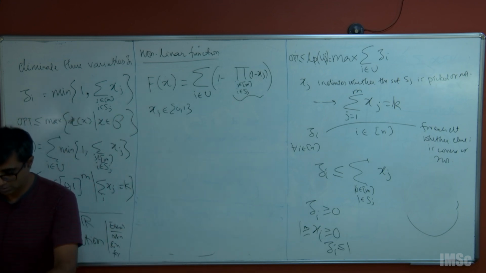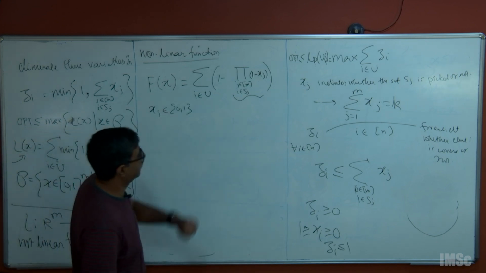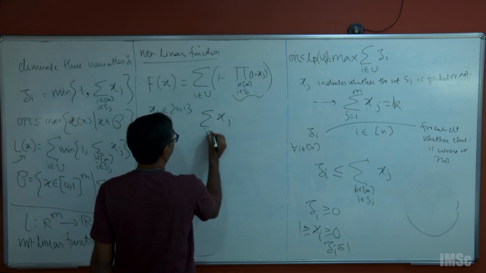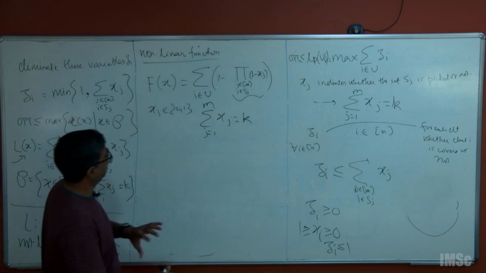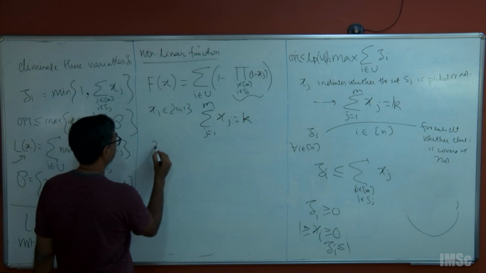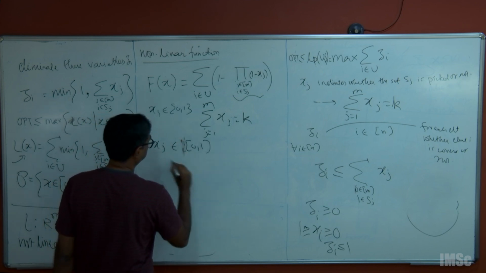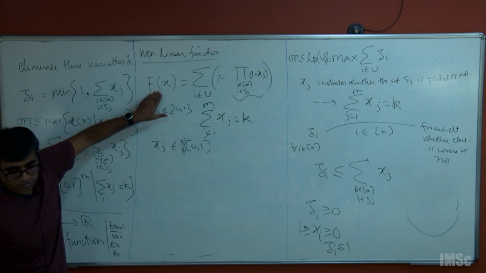But by no stretch of imagination is this linear. I want to optimize this function with respect to the same set of constraints: the summation of xj, j equal to 1 to m, equal to k, and xj is between 0 and 1. Is that correct? This is another formulation. I want to optimize this function.